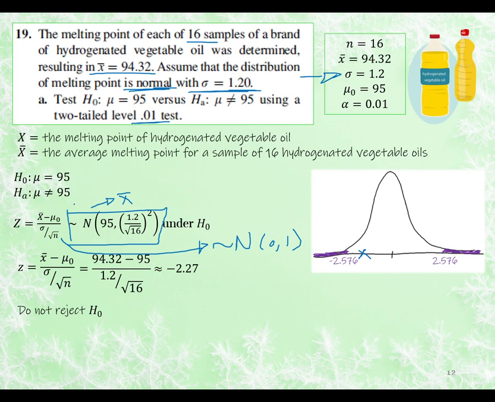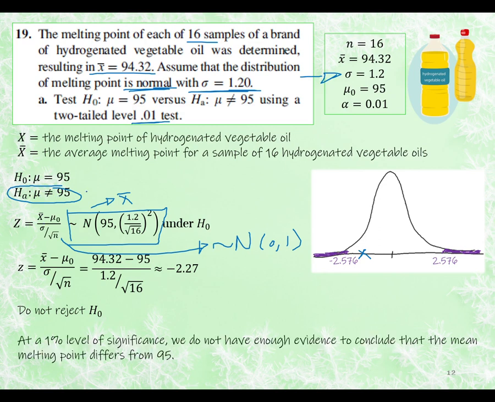So our conclusion is always in terms of the alternative. We never say the words in terms of the null. We will always put the alternative in words when it comes to the conclusion. So in this case, it means that the mean is different or not different. We don't have evidence to say that the mean is different from 95. So there I've written it out.